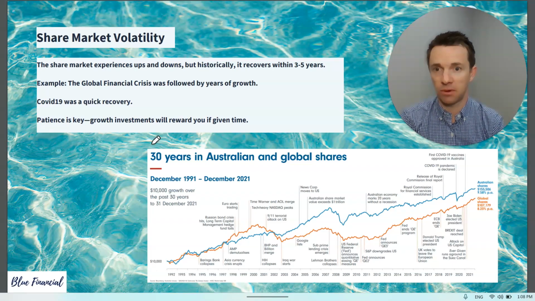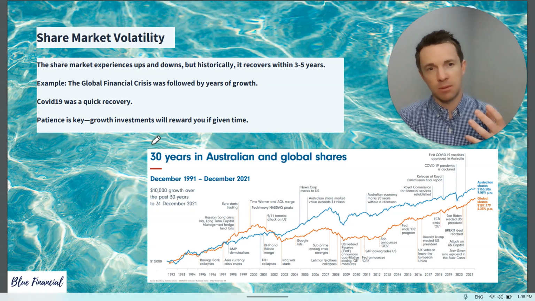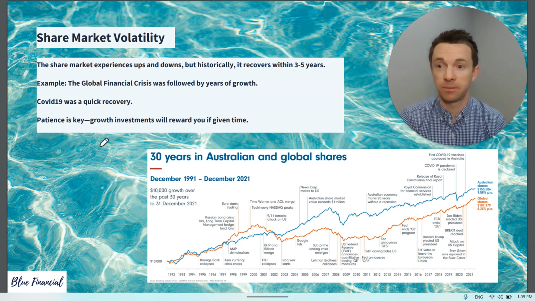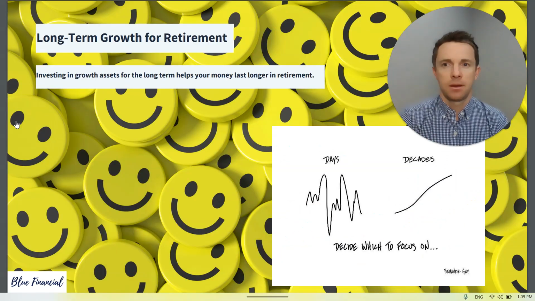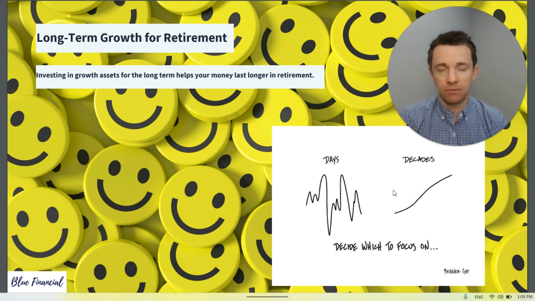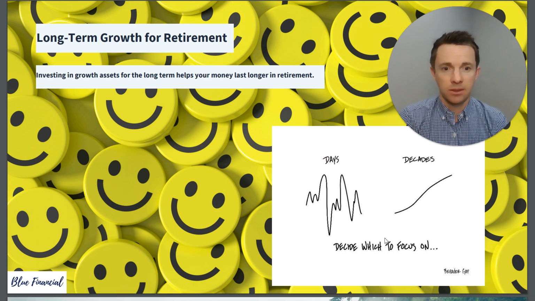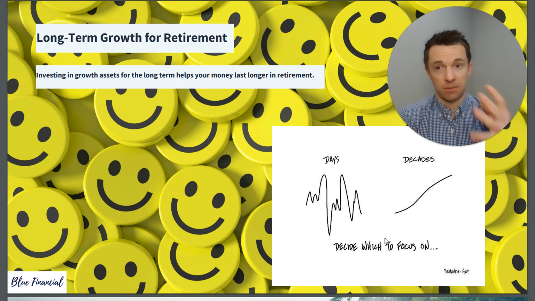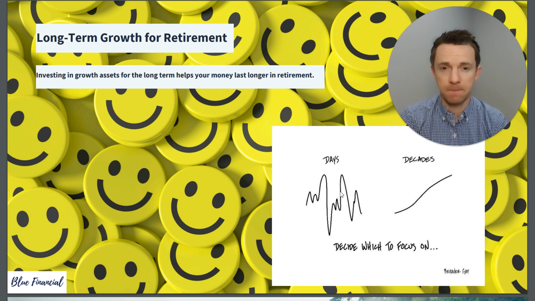So patience is key with growth investments. They will reward you over time. And what is that reward? That reward is confidence you're not going to run out of money, and more money each year in retirement to live off, to travel, to gift, to do whatever you want it to do. Another graph that I love is this one here. Decide what you're going to focus on when it comes to the share market, investing for the long term. Are you going to focus on the days, the volatility that can occur from each day, or focus on the decades?